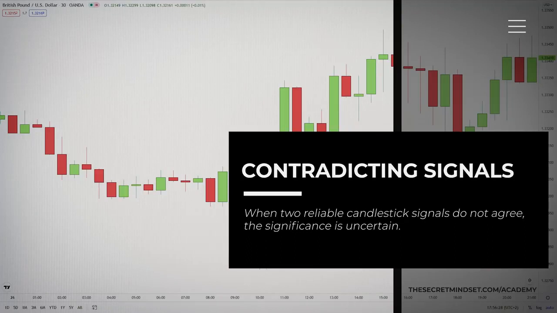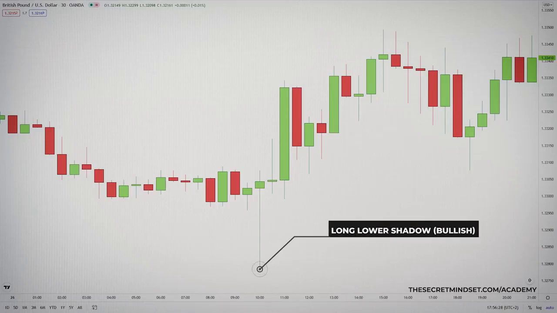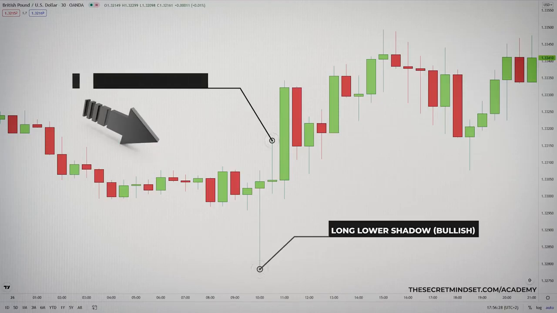Just as important as having confirmation is the opposite theory of contradiction. When two reliable candlestick signals don't agree, the significance is uncertain. You know the situation. You get a long lower shadow candlestick after a downtrend. You wait for confirmation, thinking to go long, and then price forms a long upward shadow candle, signaling a possible short position. Two candlestick formations that contradict. Most traders would gamble on this scenario, would pick a side.